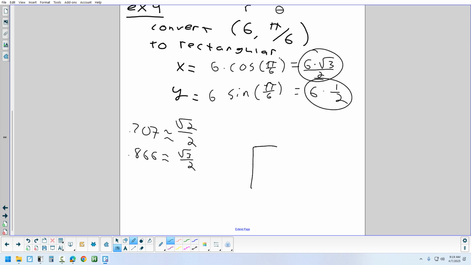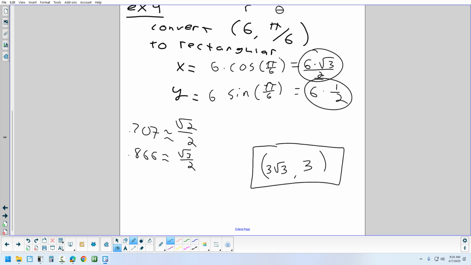So final answer in rectangular, 6 divided by 2 reduces to what? 3. So that's 3 root 3, and 6 times 1/2 is how much? 3. That's the coordinate that they gave us, converted into rectangular.